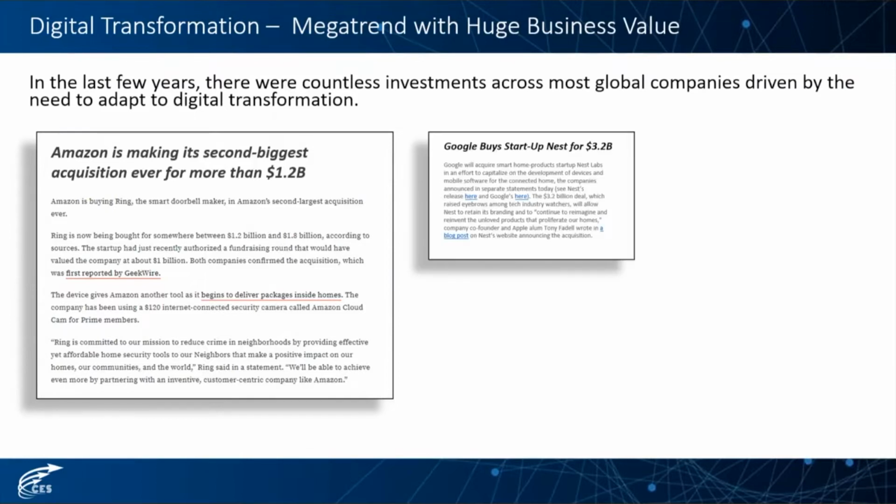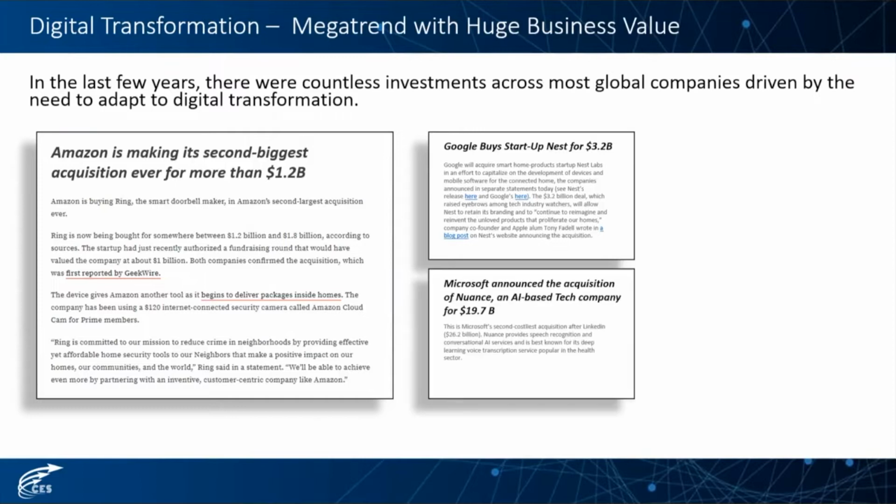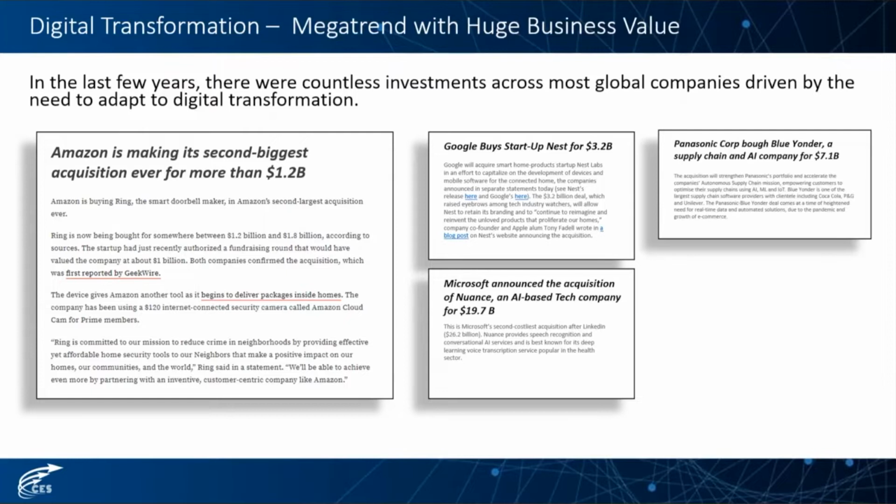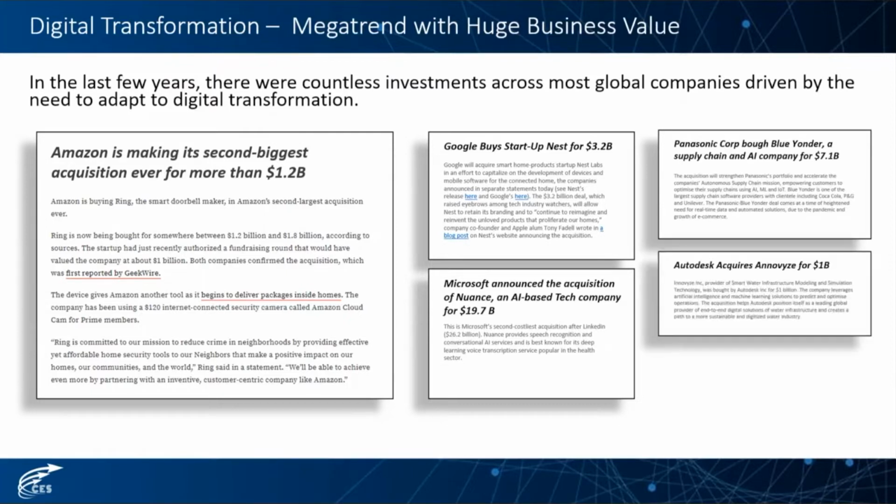You might have also heard of similar acquisitions, like when Google bought Nest for more than $3 billion, or when Microsoft splashed around $20 billion on Nuance, an AI-based technology company. Almost all large companies currently have an internal roadmap for digital transformation, and it will not be surprising to see such acquisitions on a regular basis.